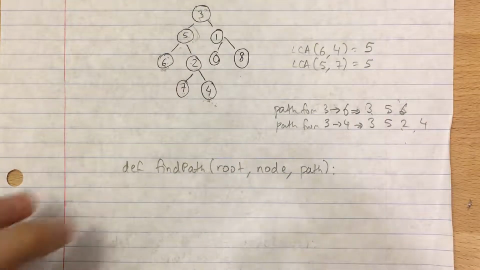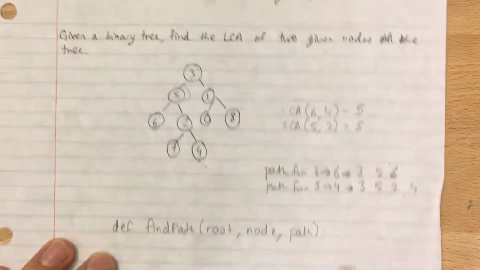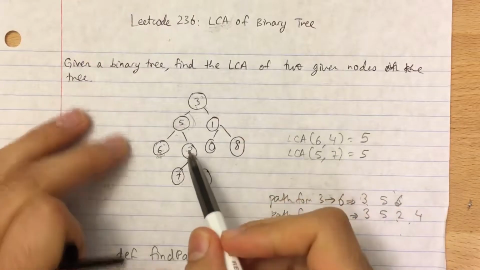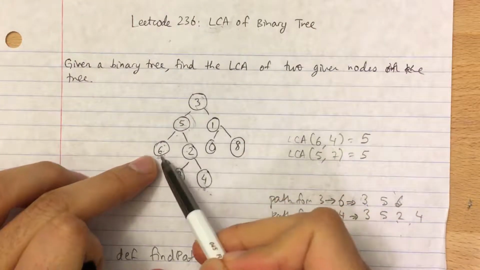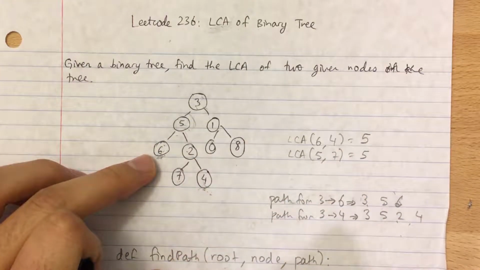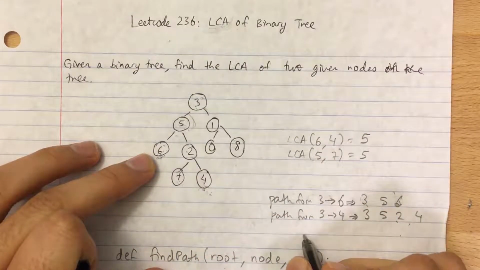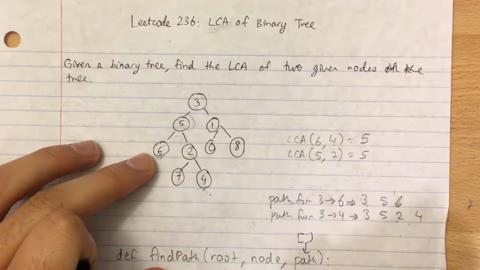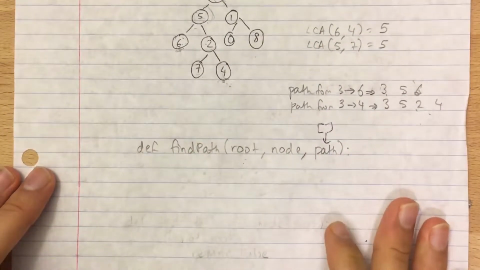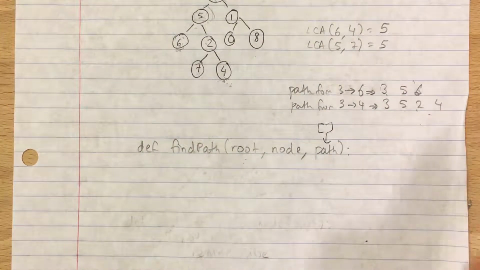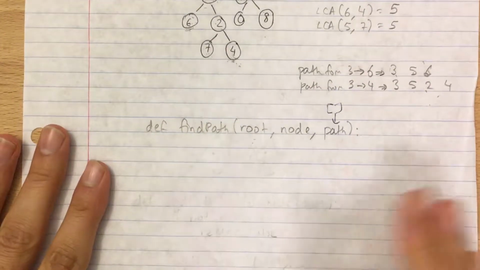Let me use a pen here instead. So this is the idea. For instance, if I want to find the path from 3 to 6, I would pass in the root node, which is 3, the node, which is 6, and the path would be a temporary array. So how can I accomplish this? What can I put in the code here?